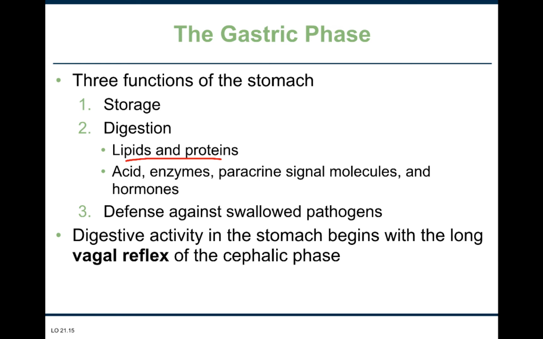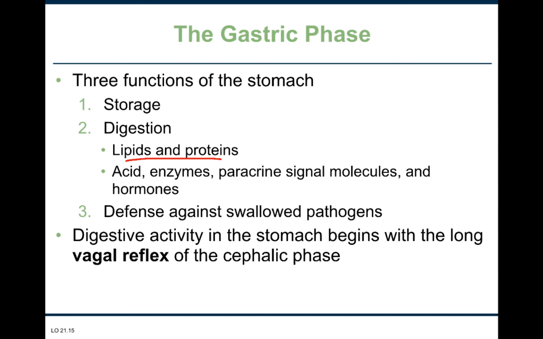And then we'll go into the specifics of acids, enzymes, and some of these paracrine molecules, and especially hormones. Third function of the stomach, as I've mentioned before, is that stomach acid is a defense against swallowed pathogens. So hopefully if you take in some bacteria or viruses, the very strong hydrochloric acid will be enough to kill any of those pathogens.